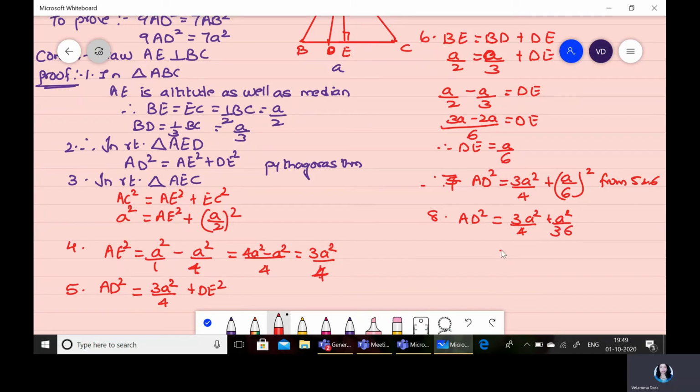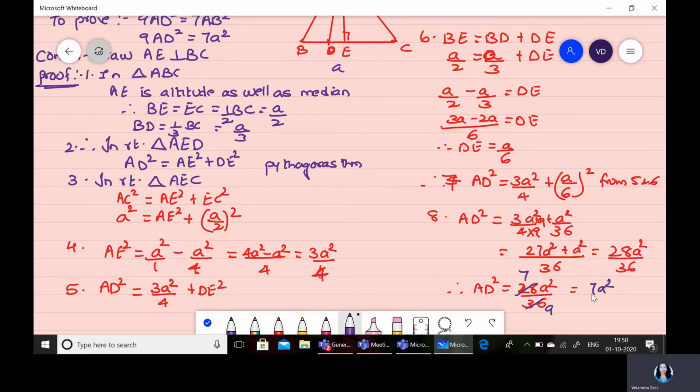So what is the LCM here, students? Here the LCM is 36. So 4 9s are 36. So here we'll get 27A square. Here also to multiply by 9, right? Plus A square. So here we'll get 27A square plus A square is 28A square upon 36. Therefore, AD square equals to 28A square upon 36. I think this can be reduced by 4 table. So 4 7s are 28. So 4 9s are 36, students. So 7A square upon 9.